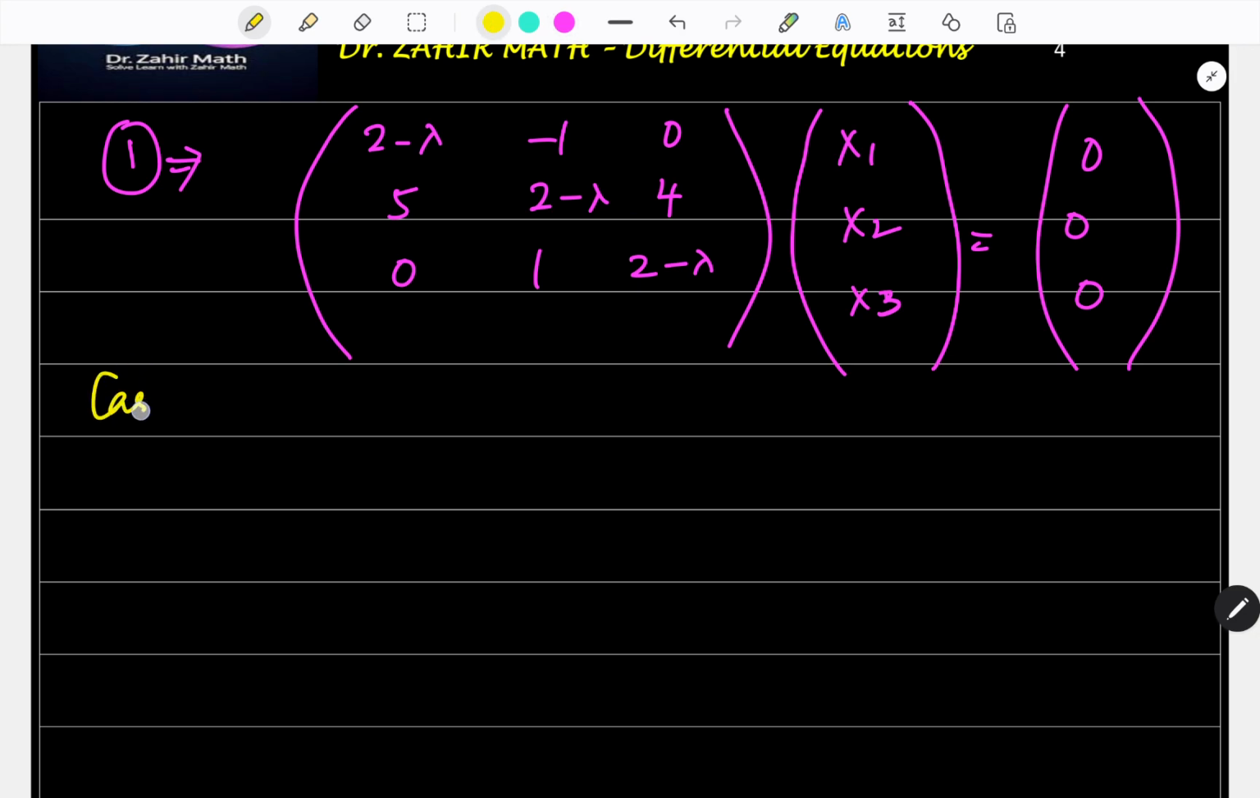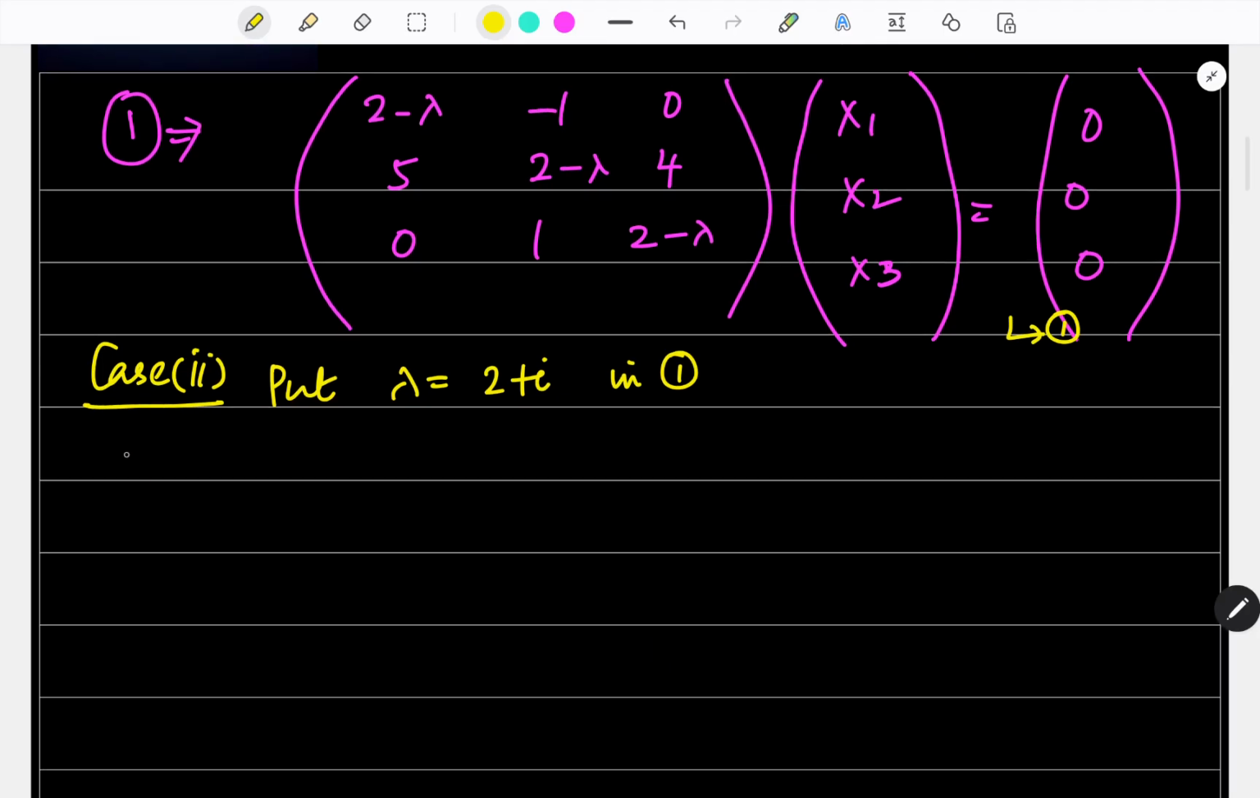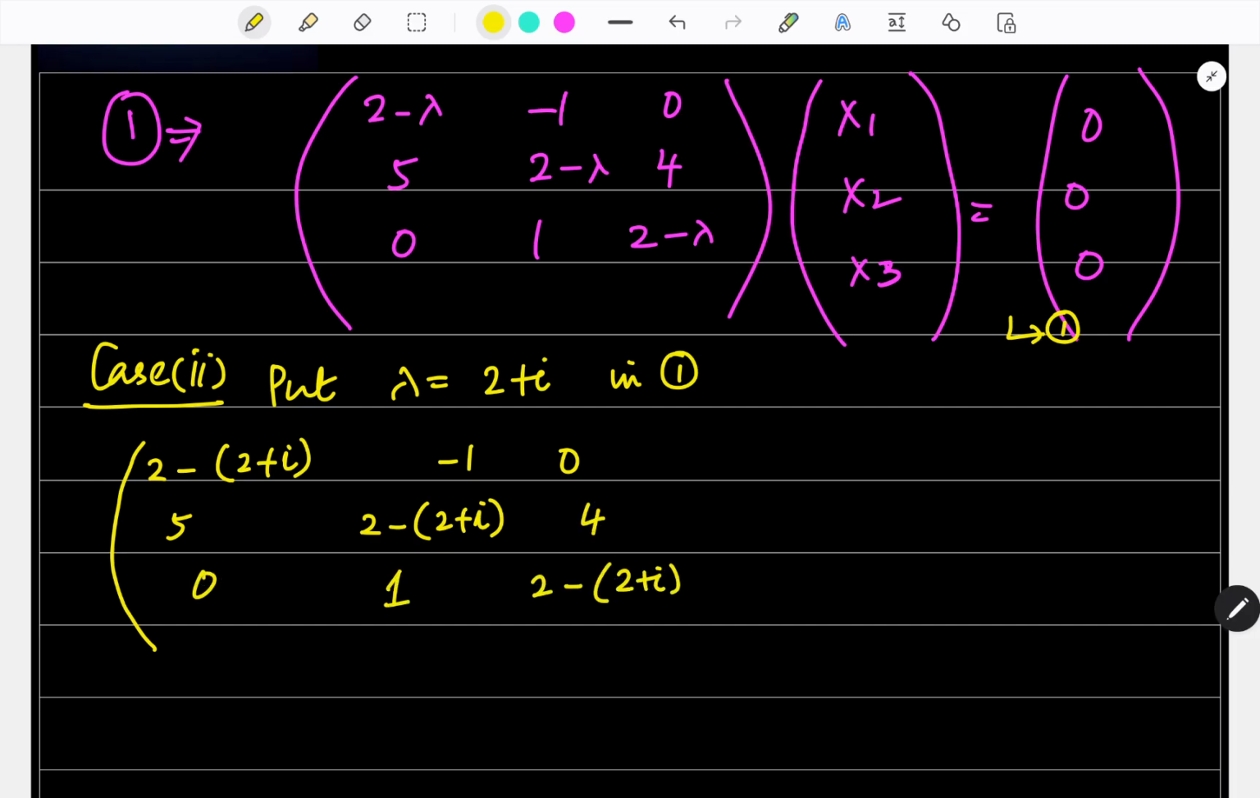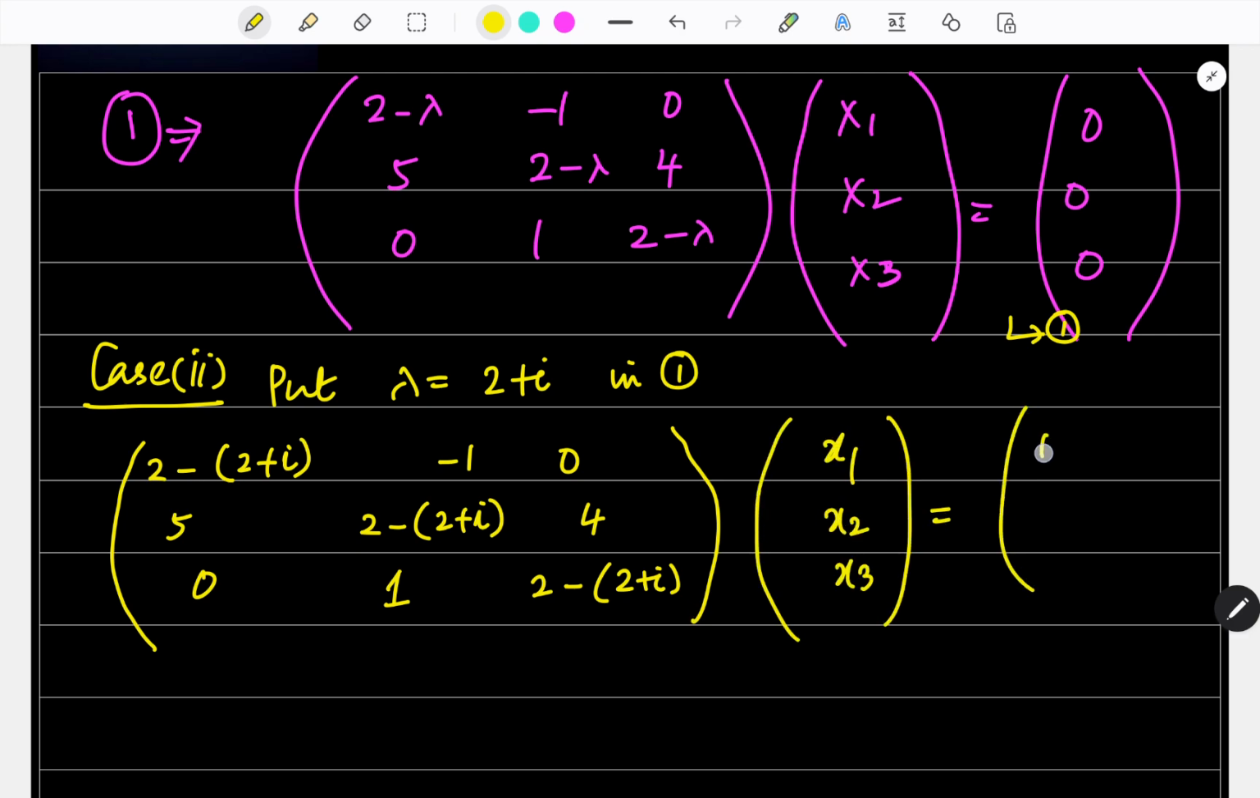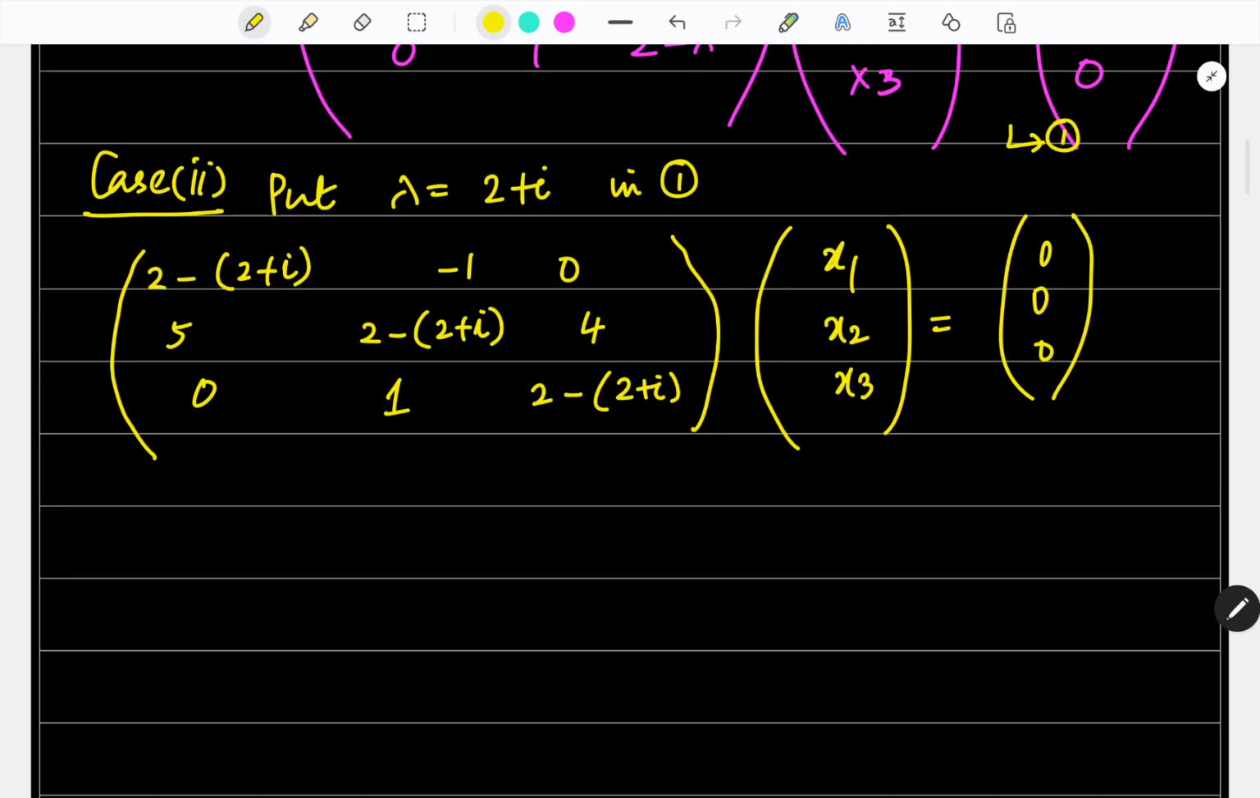So let us start case 2. So this is your case 2. In case 2, actually this is your equation 1, we are going to put lambda is equal to 2 plus i. That is the next complex root, right? Yes, in equation 1, do the complex values very carefully, you will make mistakes. Slowly do it, nothing wrong in this. 2 minus (2 plus i), minus 1, 0; 5, 2 minus (2 plus i), and then 4; then 0, 1, then 2 minus (2 plus i). Close it, and then x1, x2, x3 is equal to 0, 0, 0, right?